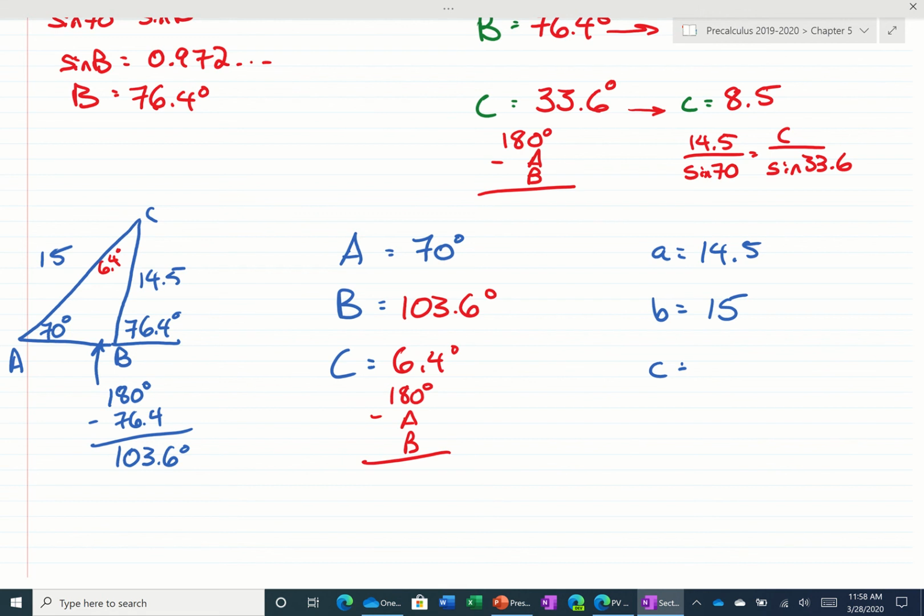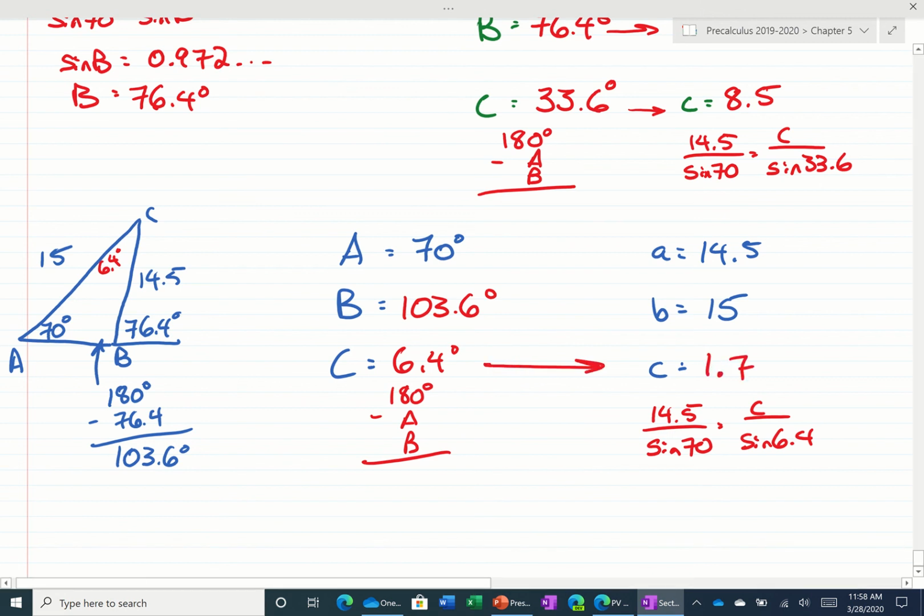All right, so anyway, let's see what we have here. We're going to do 14.5 over the sine of 70, and that's going to equal side C over the sine of 6.4. 14.5 times the sine of 6.4 divided by the sine of 70 comes out to be 1.7. Smallest angle, smallest side, largest angle, largest side.